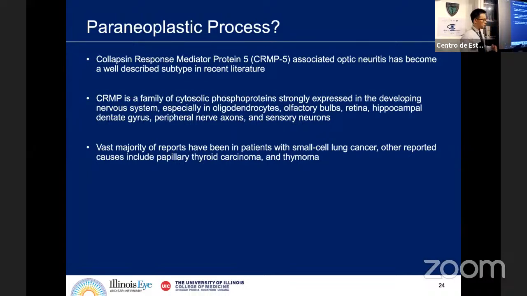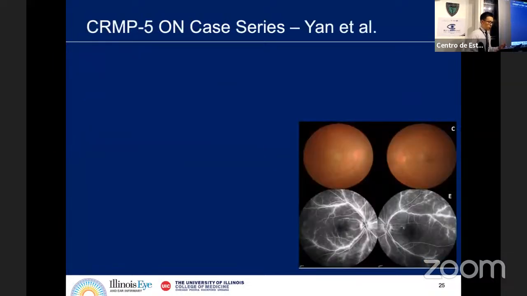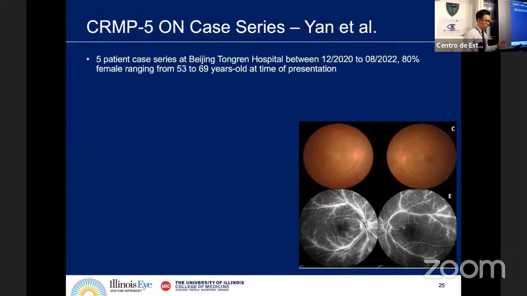And so far, most of the literature around this has mostly reported on patients with small cell lung cancer. There have been a few cases more recently that reported papillary thyroid carcinoma and thymoma, but through our literature review, we weren't able to find any cases that were associated with a germ cell tumor. There's an interesting case series that was published this year, and there have been a number over the past 2 decades or so as well. But this one was just published earlier this year. It's a 5-patient case series out of Beijing.